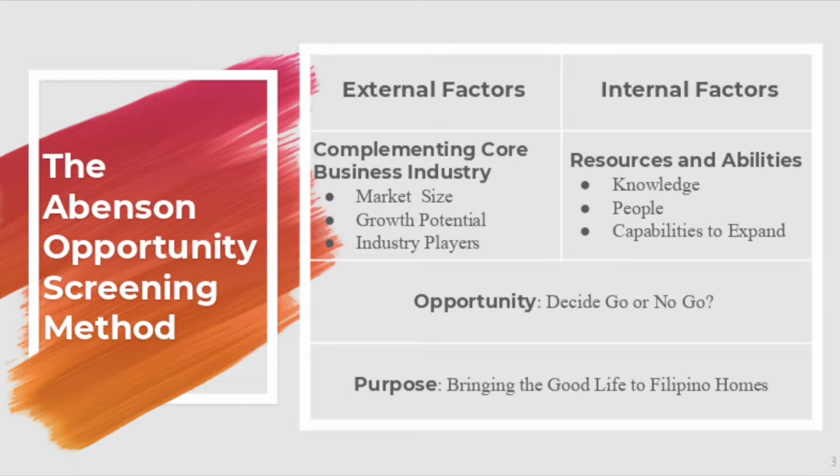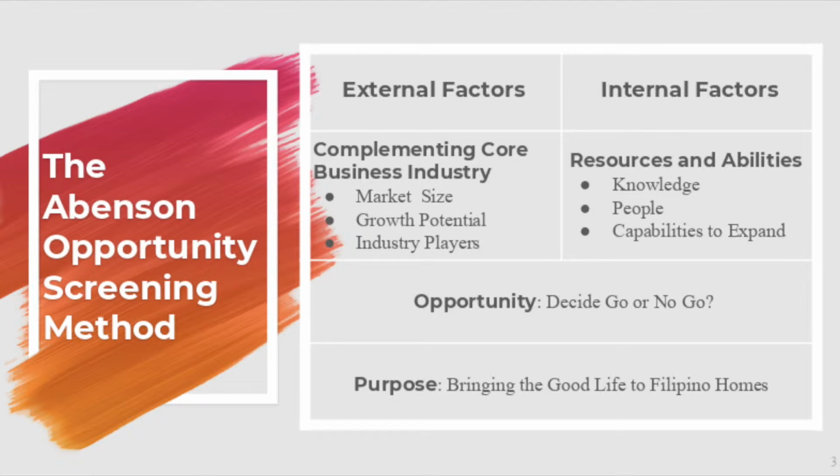As you can see in this table, these were the criteria used by Abenson in screening business opportunities. For external factors, Abenson specifically focused on their target market and its size. The company further focused on how their product's viability related to its market. Next, they focus on their product's growth potential. They ask themselves if their product would continue to grow despite the threats that come throughout its duration. Lastly, they focus on the industry players, specifically their competition and how this specific competition would affect their product in the long run.